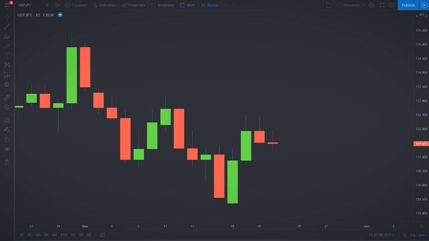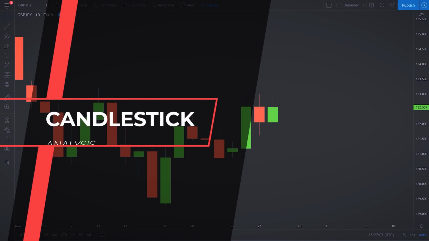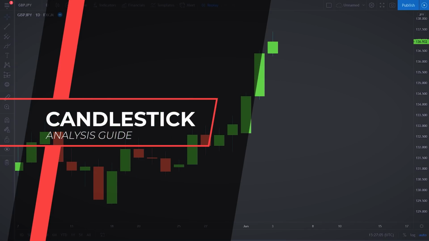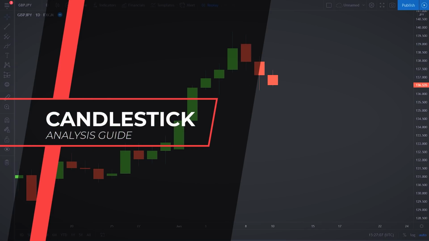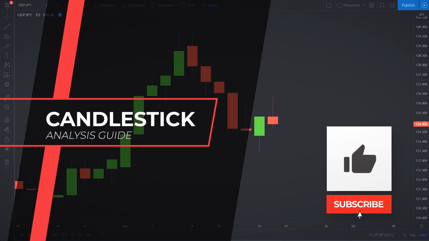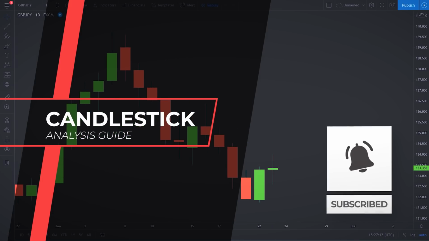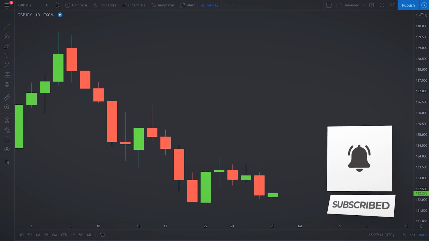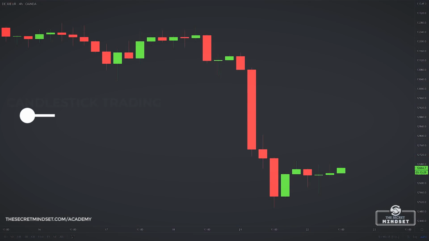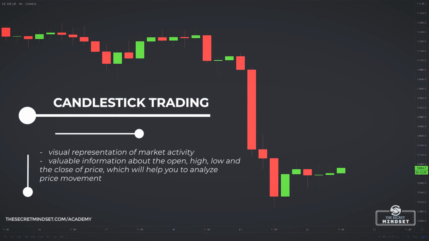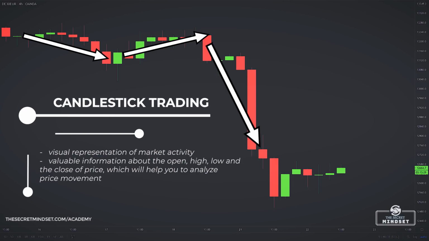Human behavior in relation to money is always dominated by fear, greed, and hope. Well, candlestick analysis will help you to understand these changing psychological factors by showing you how buyers and sellers interact with each other. Candlesticks are basically a visual representation of what is going on in the market. By looking at a candlestick, you can get valuable information about the open, high, low, and close of the price, which will give you an idea about the price movement.